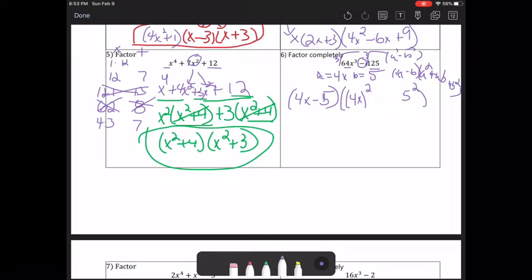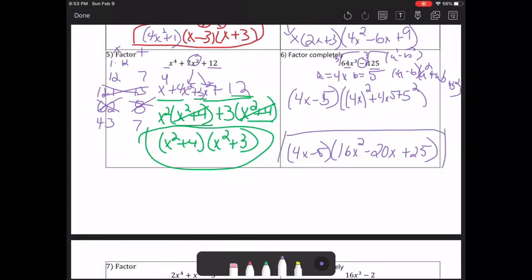In between, it's always going to be the opposite sign. So this is minus, this is going to be plus a times b, and our last term is always plus b squared. So my final answer is just going to be 4x minus 5 times 16x squared minus 20x plus 25. And that's your final answer. So those aren't so bad. You just have to have the formula down. Hopefully you practiced that enough in class.